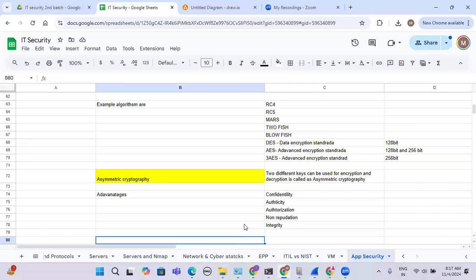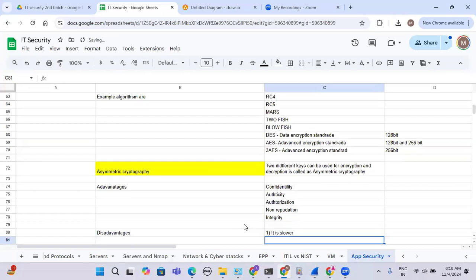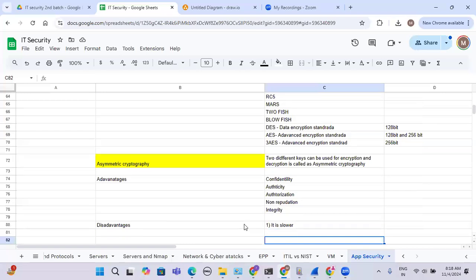Now what are the disadvantages of asymmetric? It is slower. That is the only drawback here. Otherwise, everything is fine.